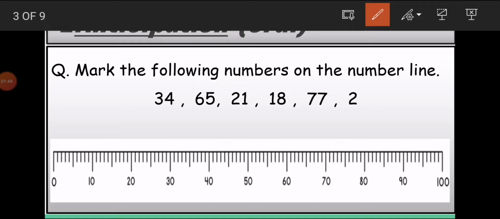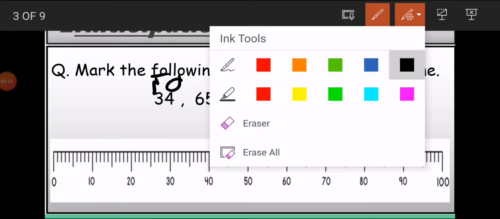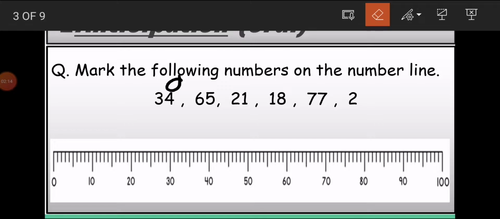In 34, we look at the right side digit. The right side digit is 4. So we will put the first place value on 4. And the first place value is ones. And I am going to write O for ones on 4. The next digit is 3. And the next value is tens. So I am writing T for tens on number 3. So it means this number 34 has 4 ones and 3 tens.